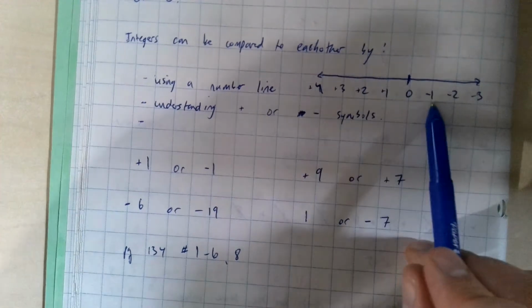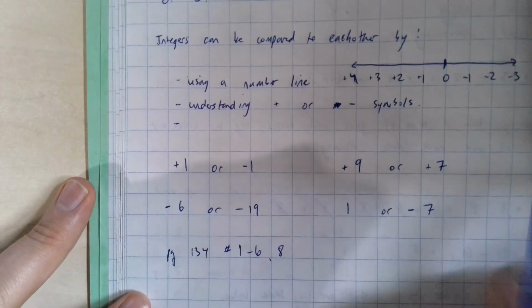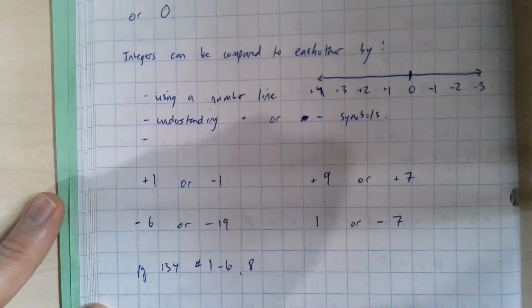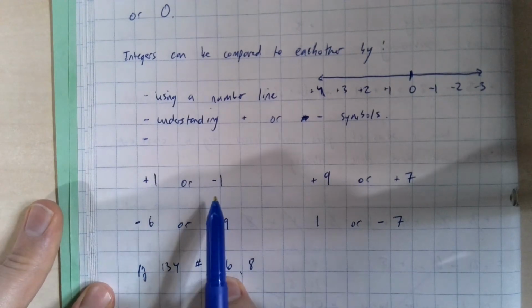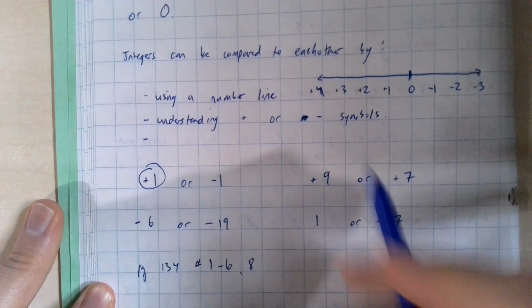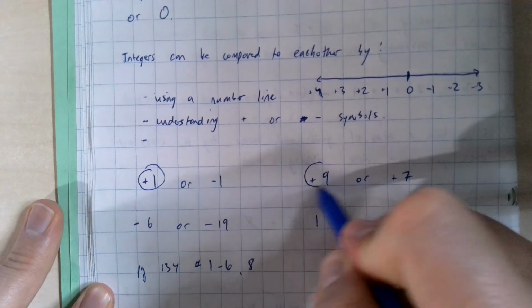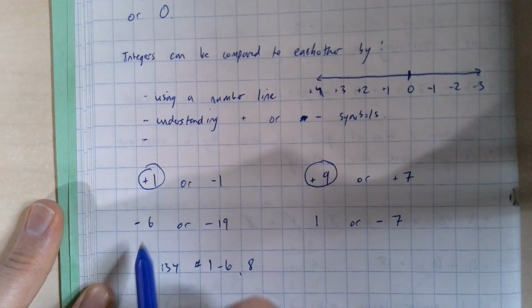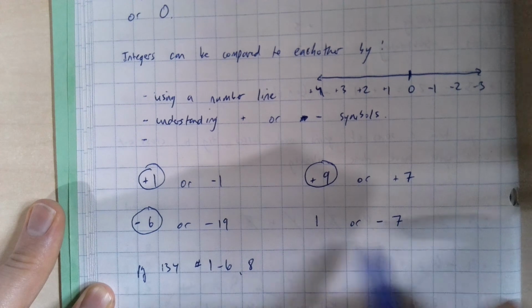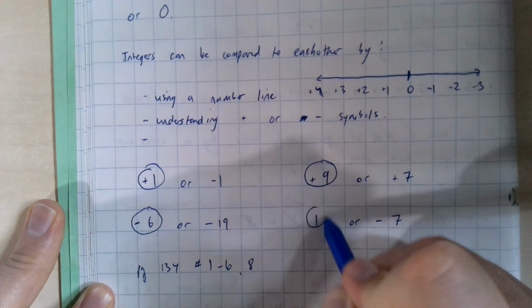Okay? So I'm going to have a series of positives and negatives here that I want to understand the relationship about. Which one's larger, plus 1 or negative 1? Well, plus 1. Positive 9 or positive 7? That one's going to be bigger. Negative 6 or negative 19? Negative 6 is going to be bigger. 1 or negative 7? 1 is going to be bigger.